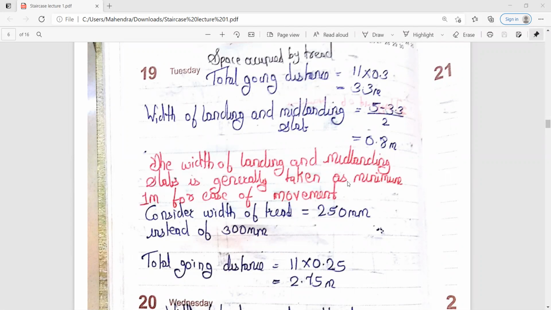In DDSS, you have all the formulas in the IS code. But in DDRCS, you will not get all the formulas in the IS code. So you need to remember the formulas in this subject. Very few formulas are there in your IS code. All the other formulas you need to remember.